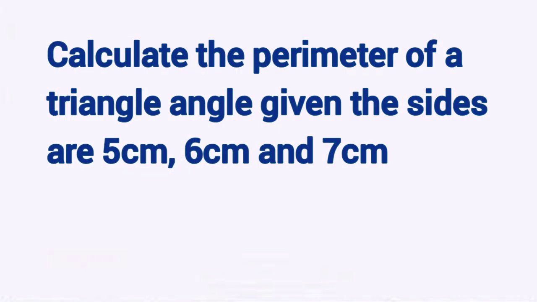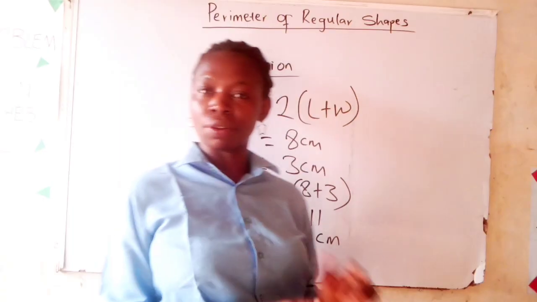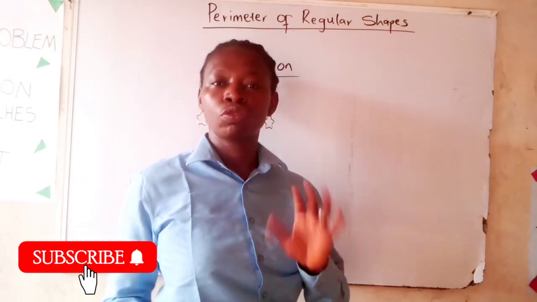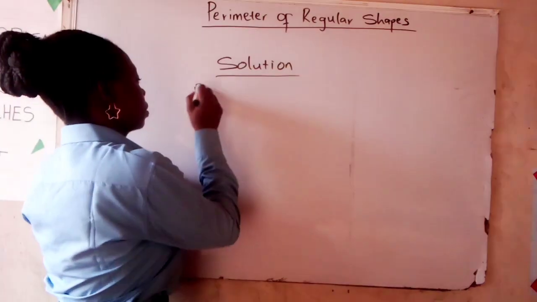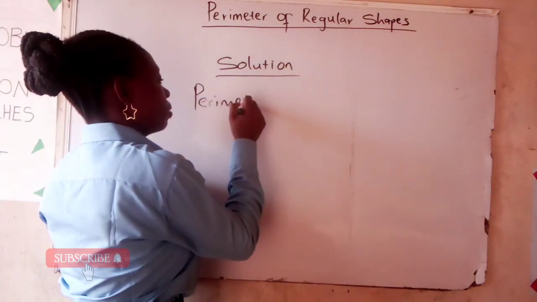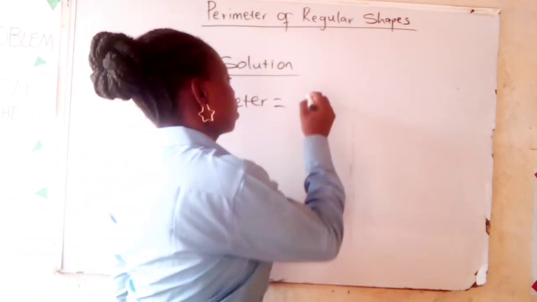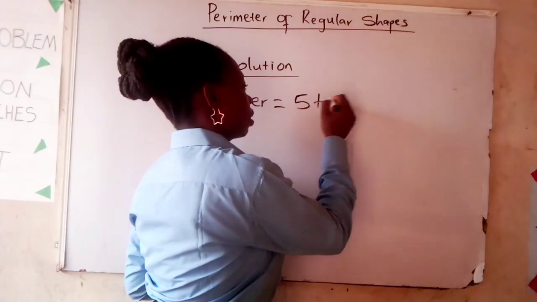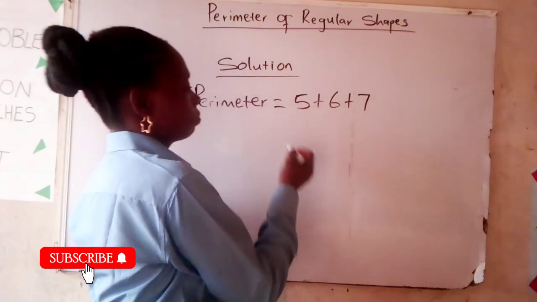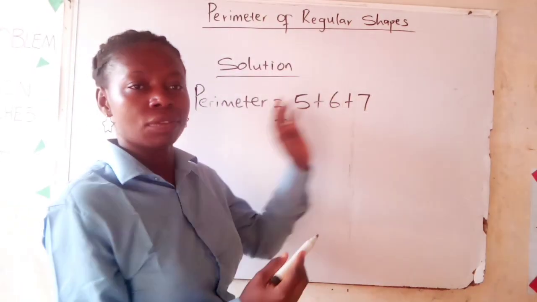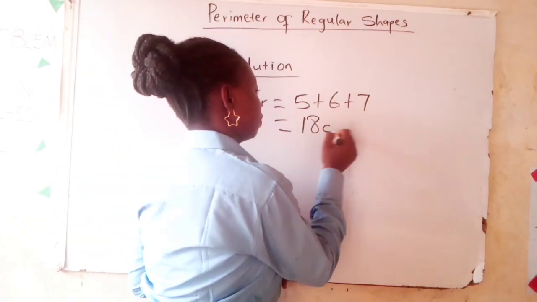So our next example is to calculate the perimeter of a triangle, given the sides are 5, 6, and 7 cm. And what do we do? Simply sum the lengths of the 3 sides. So the perimeter of the triangle is equal to the sum of the lengths of its sides, which is 5 plus 6 plus 7. When you calculate, 5 plus 6 is 11. 11 plus 7 is 18, which is 18 cm.